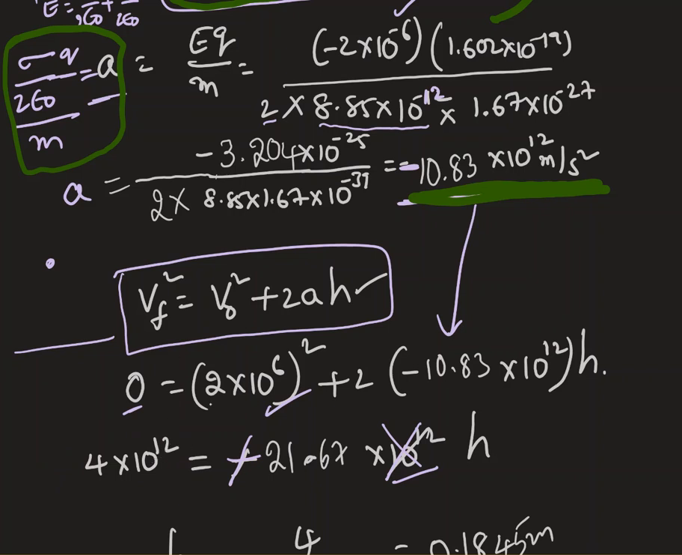Okay, so if I move this to the other side of the equal sign, we'll end up with negative 4 times 10 to the power of positive 12, and this is negative 21.67 times 10 to the power of 12. So here we have 10 to the power of 12 on the right hand side, 10 to the power of 12 on the left hand side, so they both get cancelled out, and the negatives get cancelled out, so this negative and this negative get cancelled out.